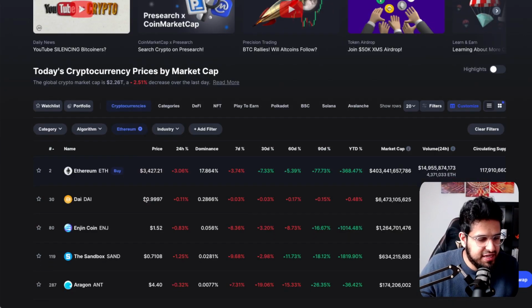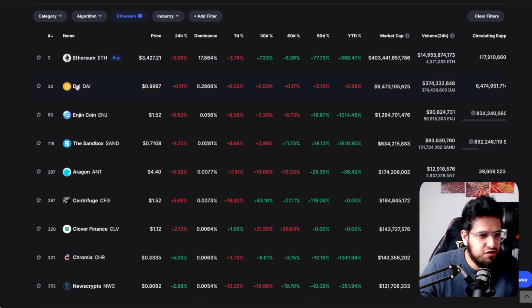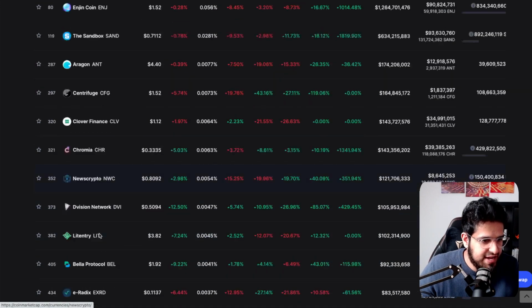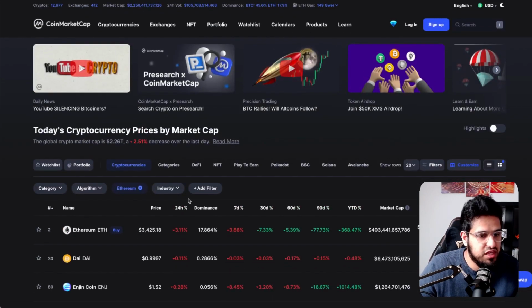And you can see now I'm going to get Ethereum-based projects, right? I'm going to get Ethereum itself. I'm going to get DAI, which is their stable coin. I can see Enjin. I can see Sandbox, which is a metaverse play. I can see Clover Finance. You can see a whole bunch of things built on the Ethereum network.